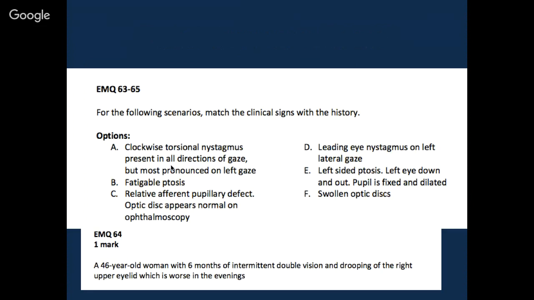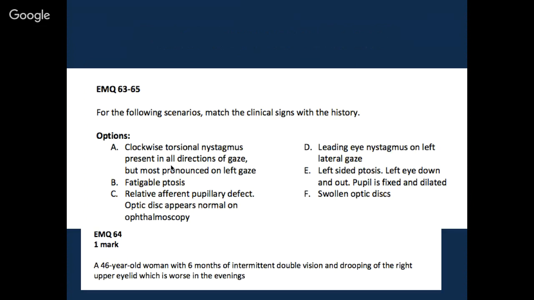That's usually a central pathology, so stroke, things like that, cause torsional nystagmus. Don't quote me on that, though. I do forget that. But yeah, fatigable ptosis. Fatigable is a buzzword for myasthenia gravis.